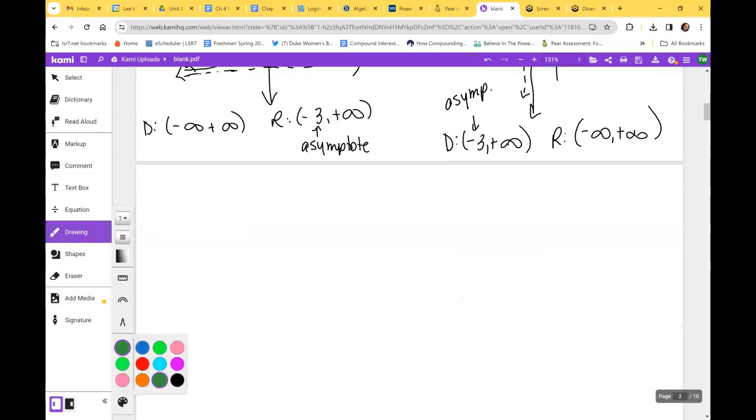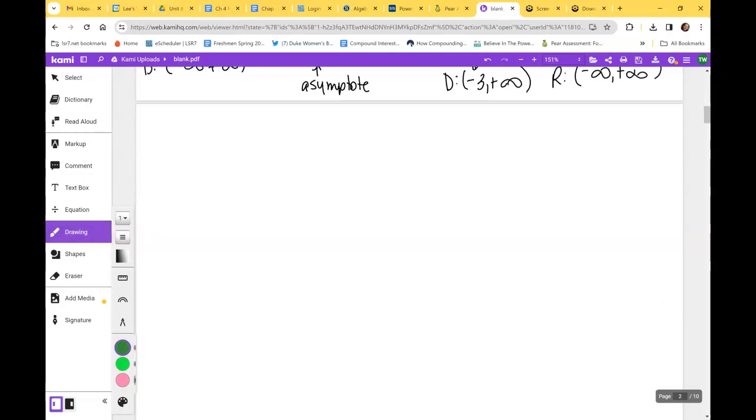4.4 is the one that tripped you guys up on your mini quizzes. And these are log properties. Some of them did.